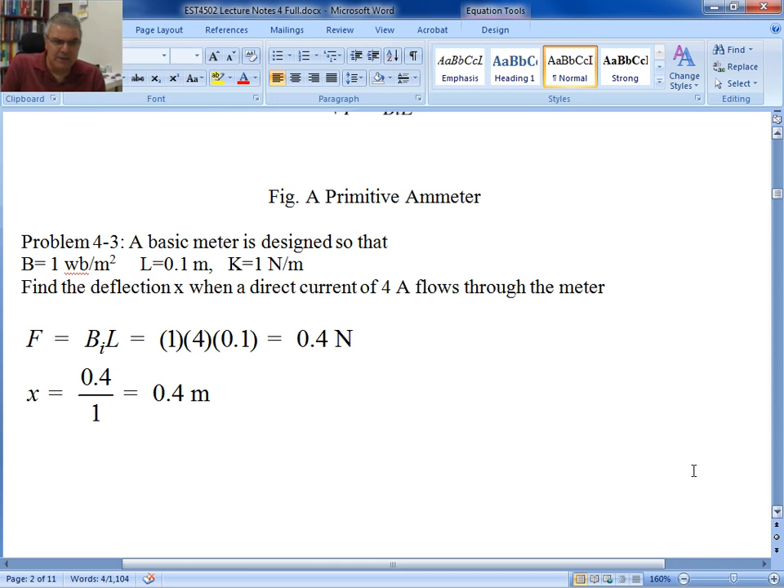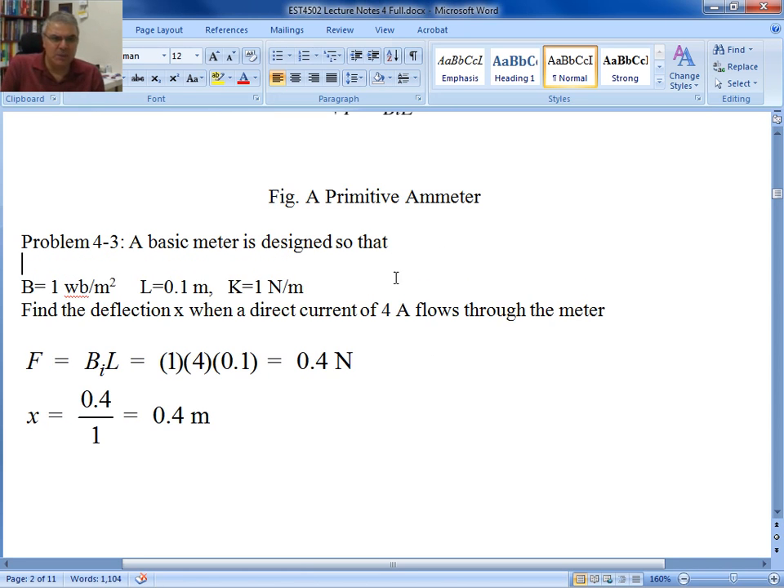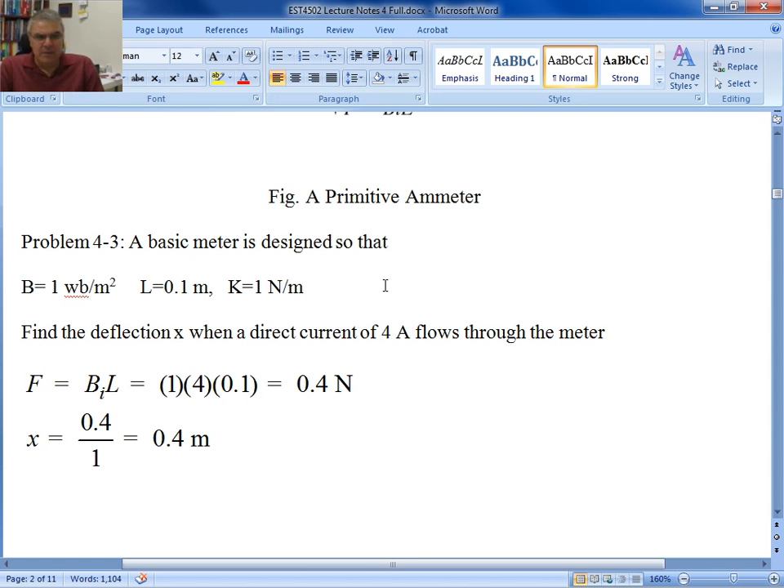Let's take a look at problem 4-3. The problem indicates that we have a basic meter that is designed for B equals 1 Weber per meter square, L is 0.1 meter and K is 1 Newton per meter. That's the stiffness of the spring. We would like to find the deflection when a direct current of 4 ampere flows through the meter. Again, we use F equals BIL. We use that equation.